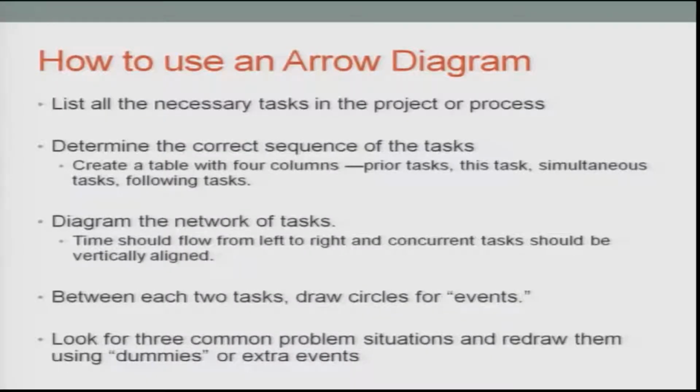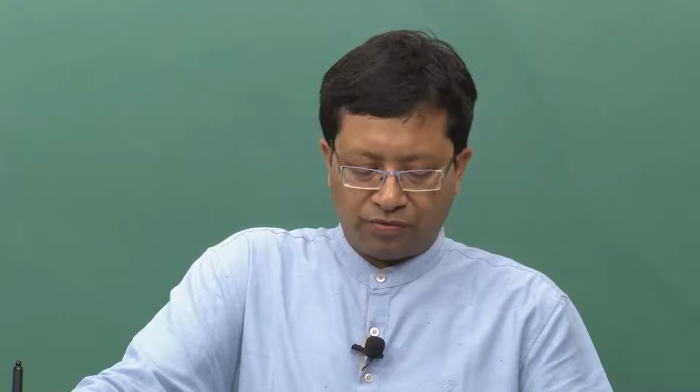Time should flow from left to right, as you have seen for the tree diagram. The example I gave for the tree diagram was from the top to the bottom. The example shown on the slide was from the left to the right. In this arrow diagram, it will be from the left to the right, starting from the source to the sink, or the start job to the end job. Time should flow from left to right and concurrent tasks should be vertically aligned.